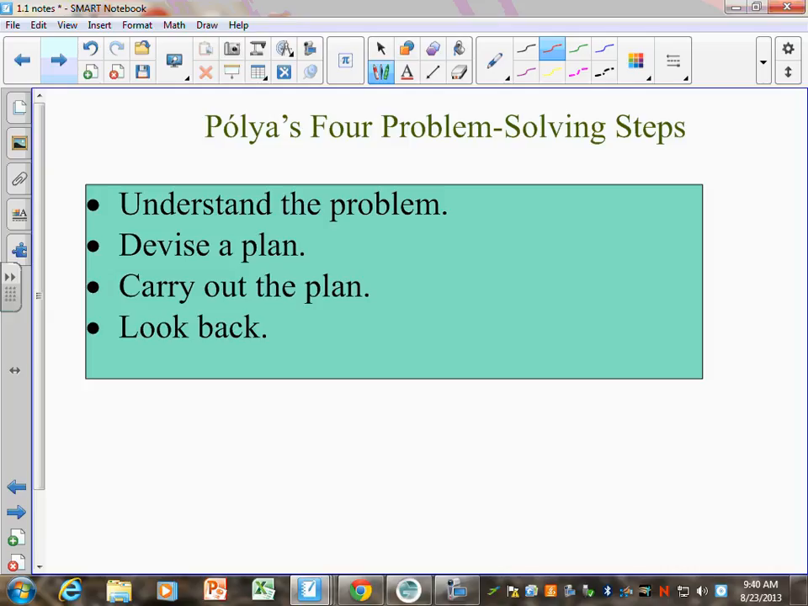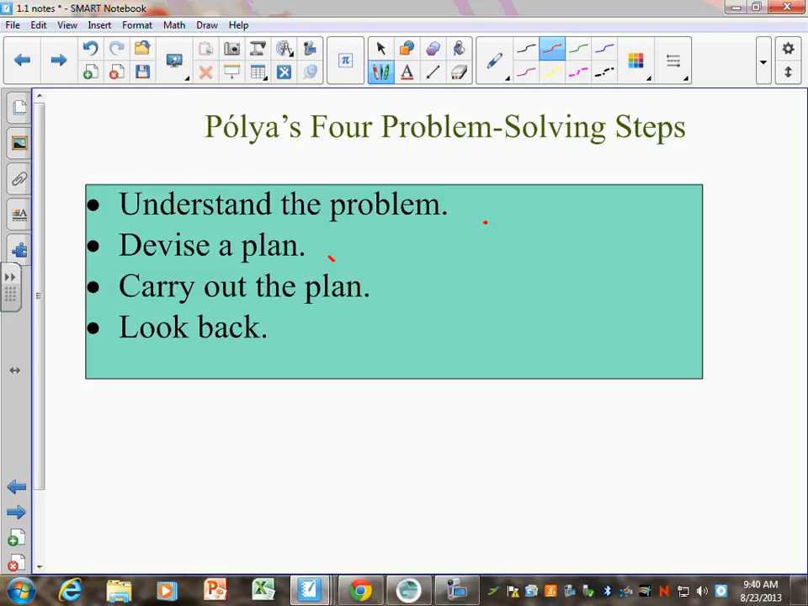Understand the problem. Maybe, I don't know, what's the problem that you might have? You don't know whether to take calculus or college algebra. Homework on a Friday. Devise a plan. Well, what should I do? Should I take calculus? Should I take college algebra? Let's look at my options. Carry out the plan and look back to see if your answer makes sense.